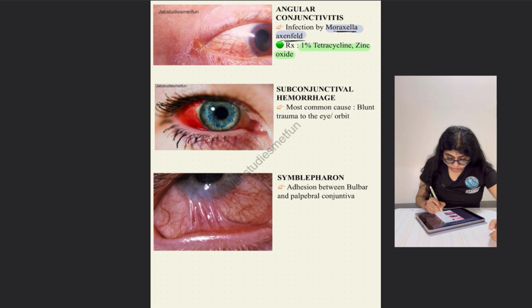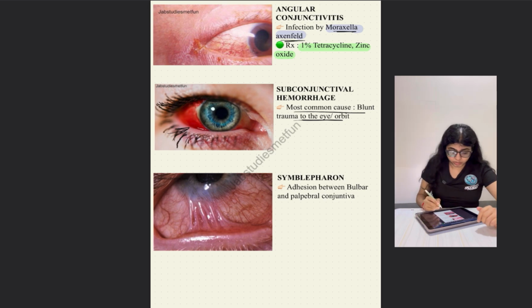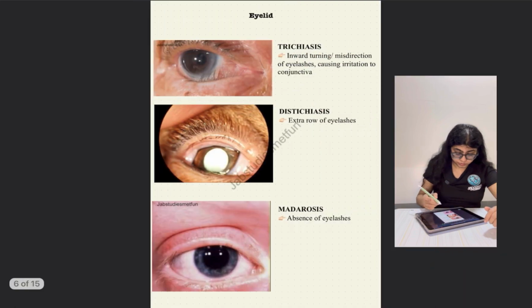Subconjunctival hemorrhage. The most common cause is blunt trauma to the eye or the orbit. You can see there is redness in the eye, which looks like some arteries have been burst. So basically, the arteries beneath the conjunctiva will hemorrhage, and that is your subconjunctival hemorrhage. Symblepharon. It is an adhesion between bulbar and palpebral conjunctiva.